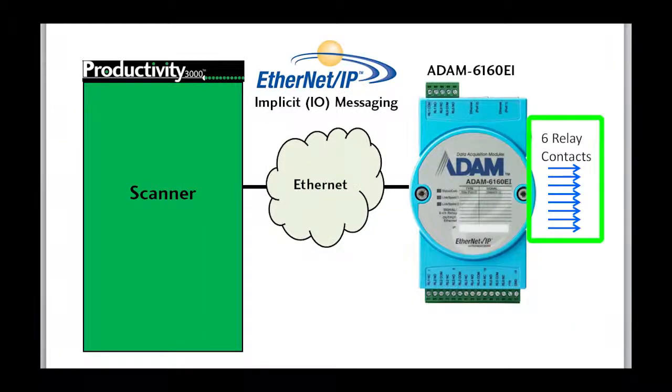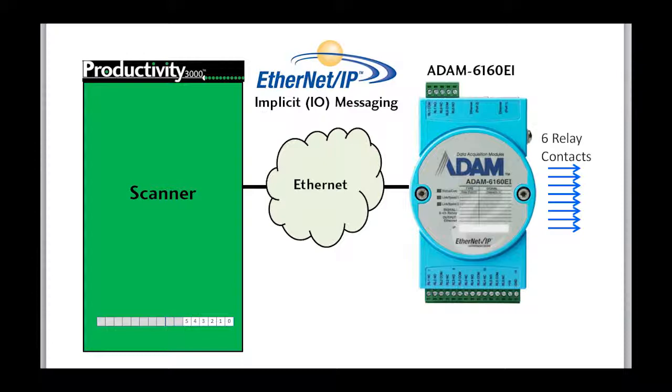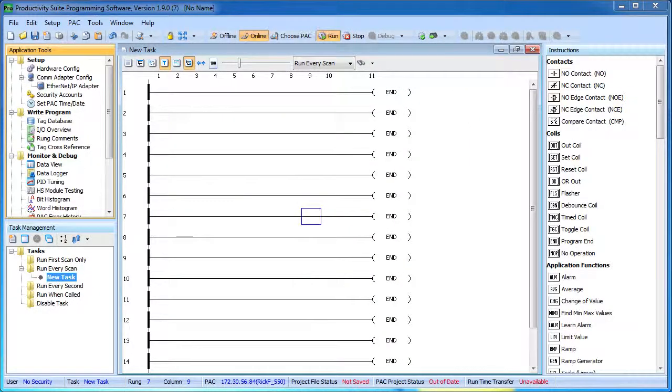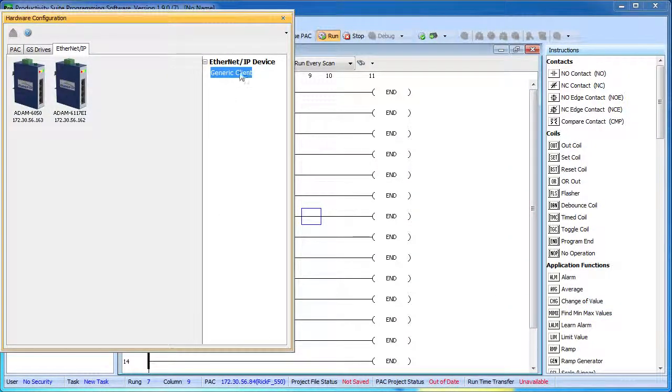We want to control the 6 relay outputs by simply flipping bits in a 16-bit tag on the Productivity 3000. And then let the EtherNet IP I/O messaging copy that down to the ADAM-6160 in the background so we don't have to worry about it. Setting it up is just like setting up any other EtherNet IP scanner on the Productivity 3000. You just double-click on Hardware Configuration and drag a generic client over into this window.